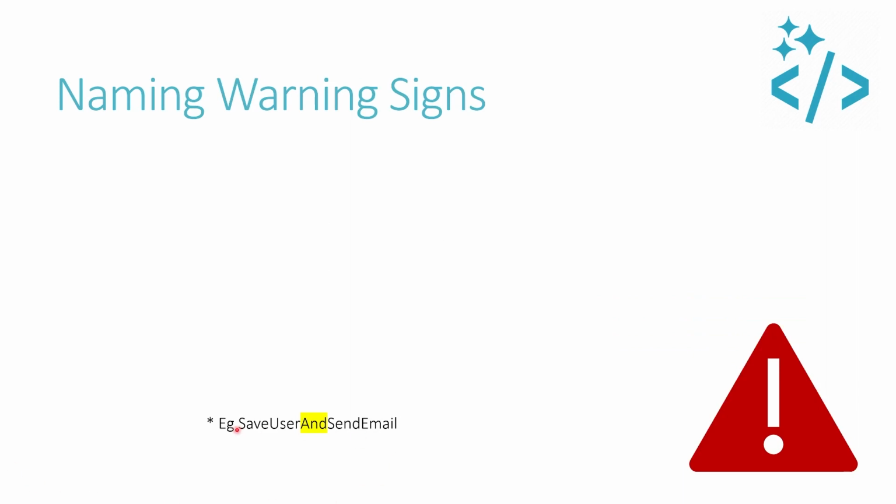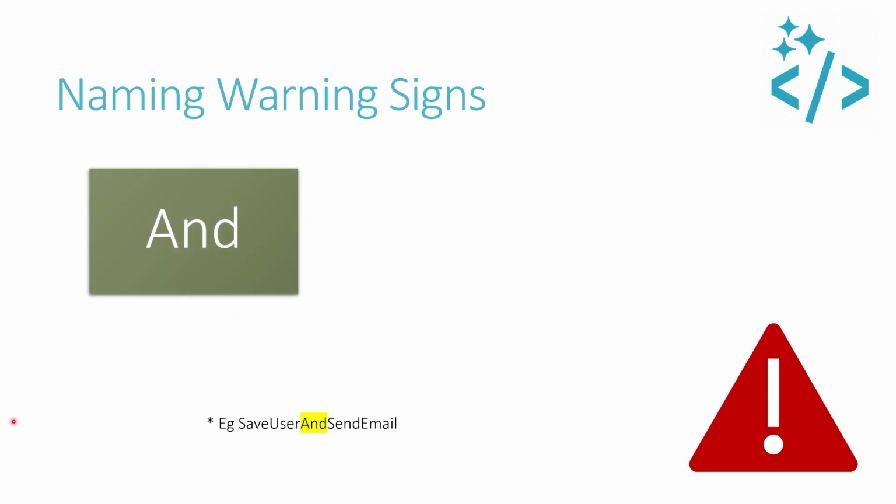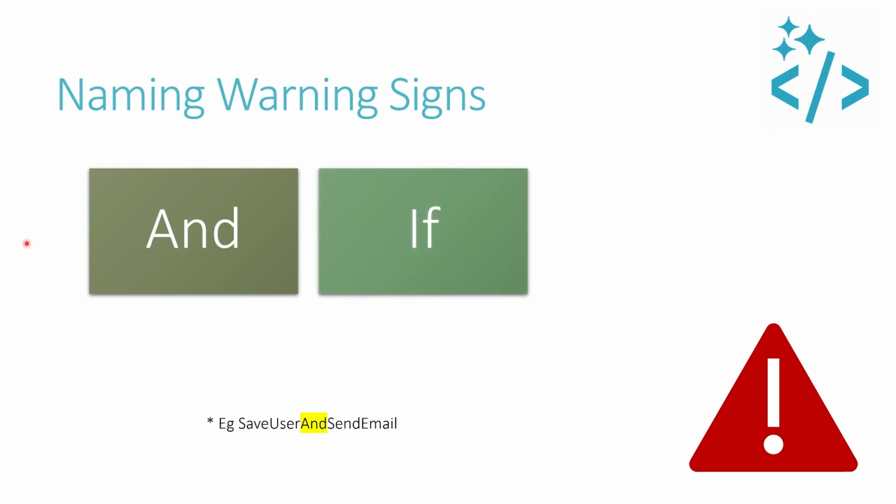We have also some naming warning signs. If you see a name like saveUserAndSendEmail, it's not a good name for a method because it seems this does two things. So this should be split into two methods. The "and" here is not okay. So if you see saveUser and something else happened, then we should split this into two methods, or the same with "or".